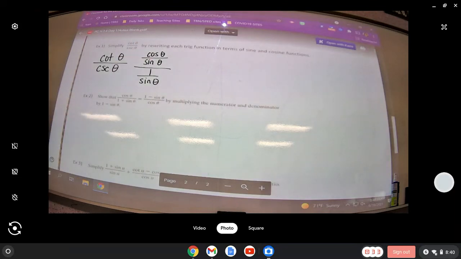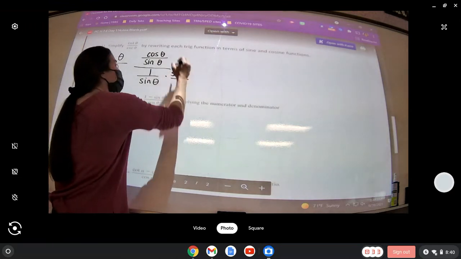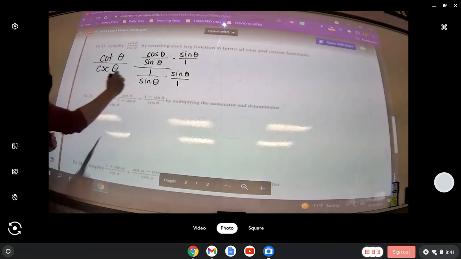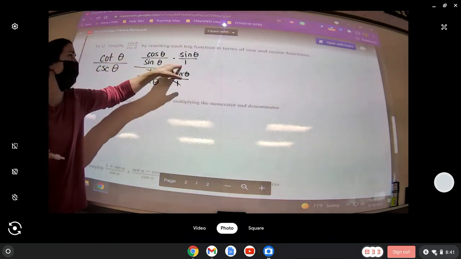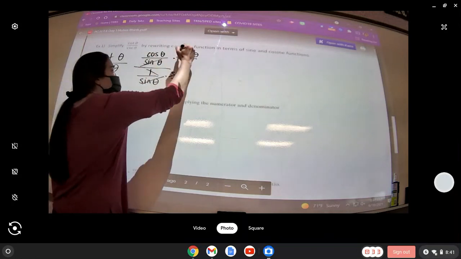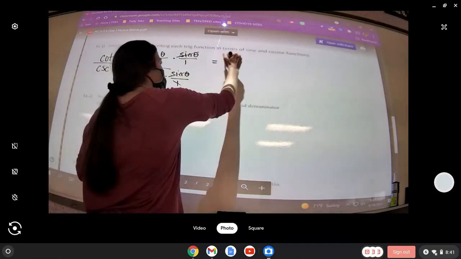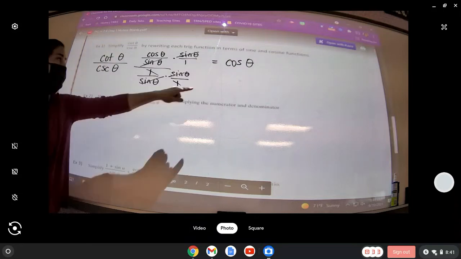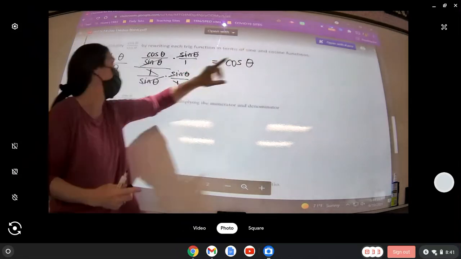So let's get rid of the complex fraction by multiplying by the reciprocal of the denominator, sine theta over 1. And then multiply the top by sine theta over 1. And now on bottom, everything's gone. I'm left with cosine theta over sine theta times sine theta over 1. Well, sine theta cancels with sine theta, and now I'm just left with cosine theta times 1 over 1, which is cosine theta. So guys, if you were given this problem, would you rather have to plug angles into this expression, or would you rather just plug it into that expression? So this is a much simpler equivalent expression to that.